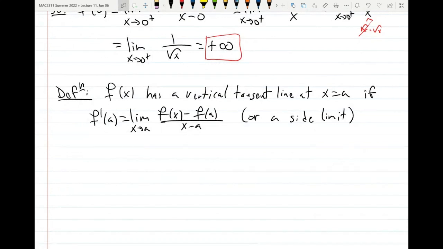Okay, for a side limit, give positive infinity or negative infinity. Okay, because it really depends how you're approaching. So when you tell the derivative, it doesn't exist, but if it doesn't exist because you're getting infinity, that means that x equal a is actually a vertical tangent line.